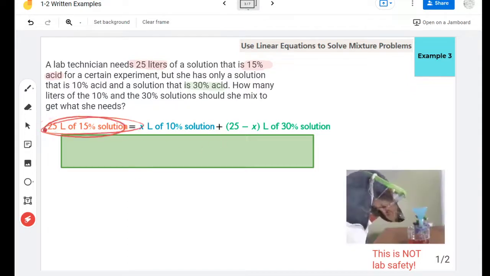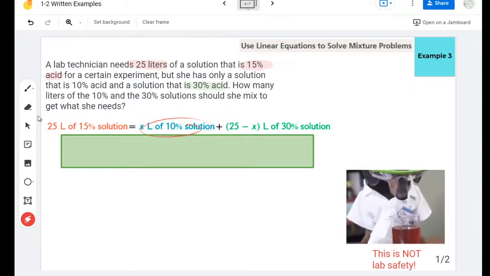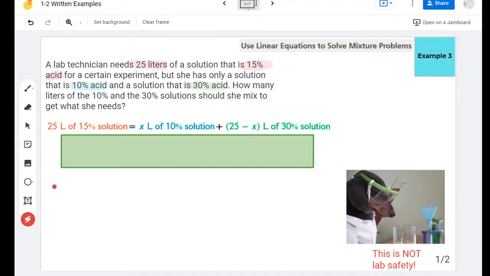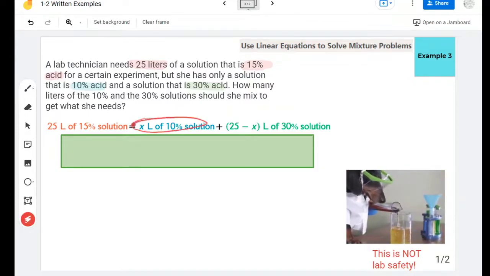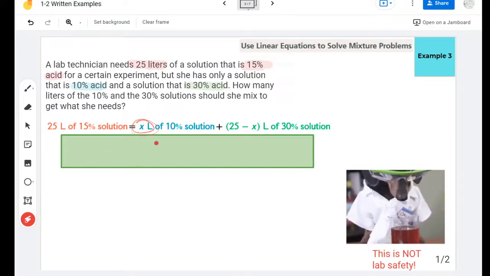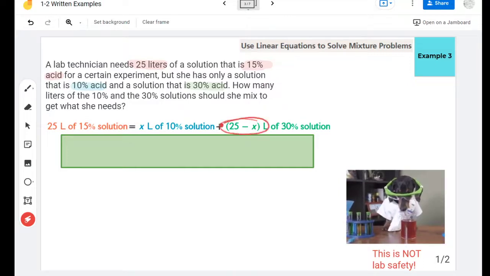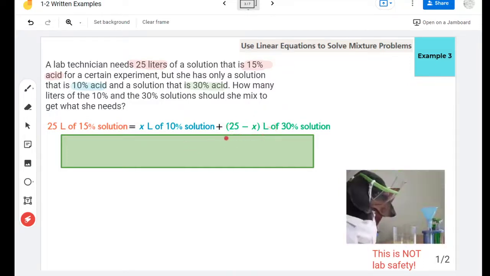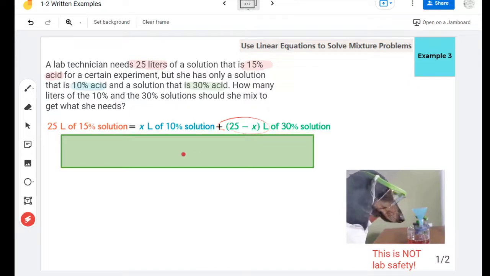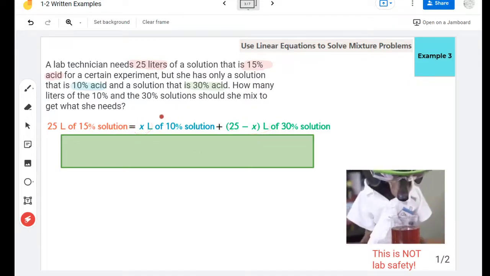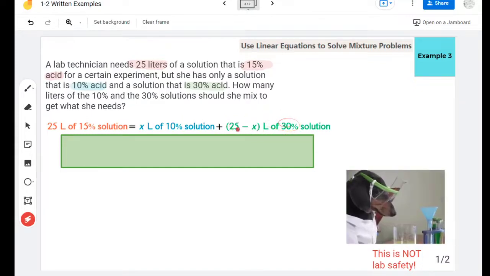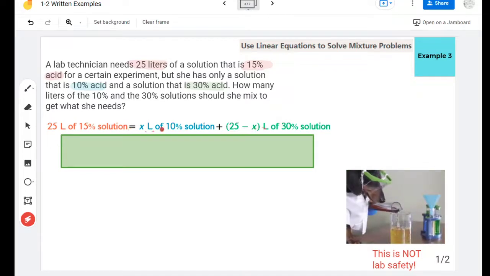Now, that 25 liters of solution is going to be made up of 10% solution and 30% solution. Now, I don't know how much 10% solution I need, so I'm going to call that X liters. Okay, some certain amount. So, to know the number of liters of the 30% solution I would need, I would take that X and subtract it from 25. And that should be the remaining amount. So, for example, if X was like 5, I would need 20 liters of the 30% solution. Do you guys see that kind of difference there?